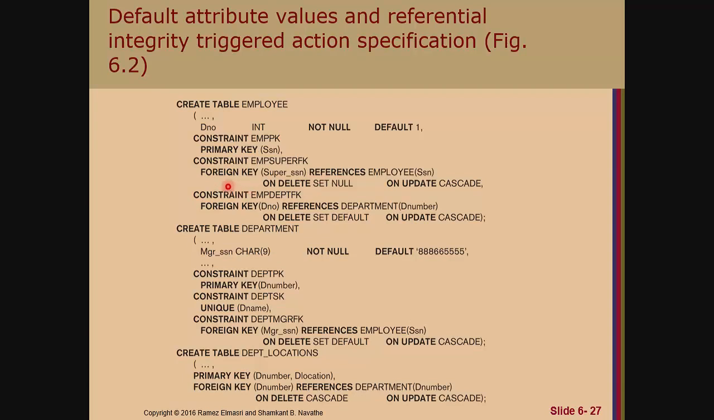Foreign key, we have to set the foreign key, SUPERSSN, references EMPLOYEE SSN. And when we have an action on delete of the employee, we have to set null at the SUPERSSN. And if the employee SSN has been updated, we cascade the new one to the SUPERSSN. This is the detail of the constraint EMPSUPERFK. And the other ones also have details of each constraint, also the condition and action, what we have to do.